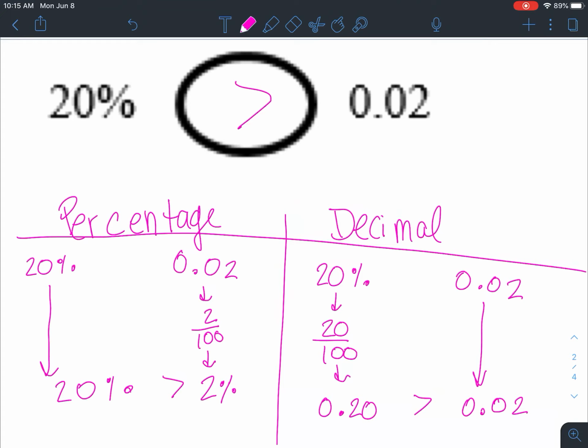We're not changing the value of any of these numbers. We're just changing the units. So maybe we're solving as percent, maybe we're solving as fraction, maybe we're solving as decimal. All of these are equivalent to each other. We're not changing the actual value.